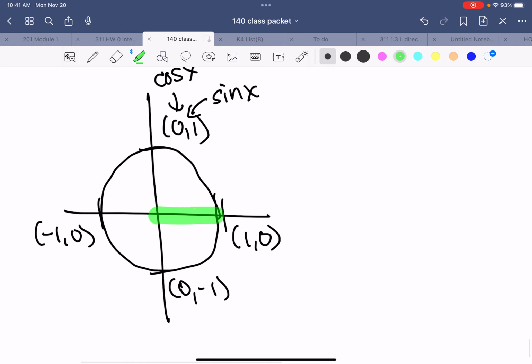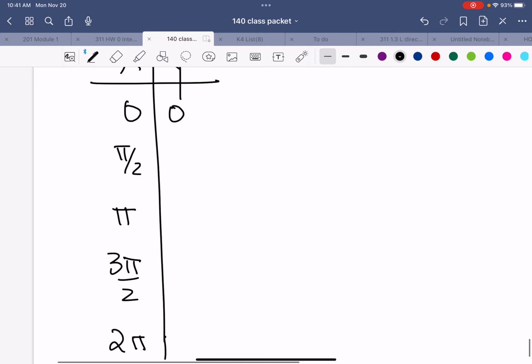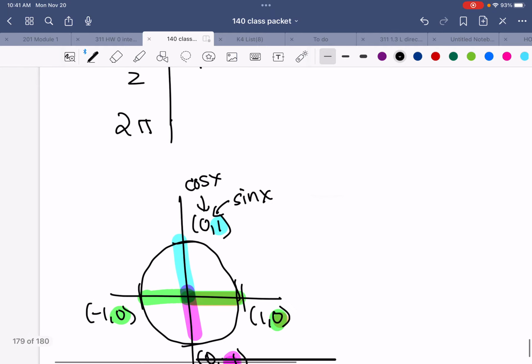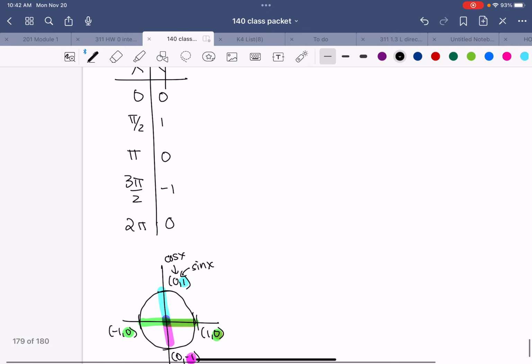So for angle 0, which is this one, I want 0. For pi over 2, I want 1. For pi, I want 0. And for 3 pi over 2, I want negative 1. And when I get back all the way to 2 pi, I also want 0. Okay, so if we jot those down up here, that was a 0, and then a 1, and then a 0, and a negative 1. And then all the way back to 0.